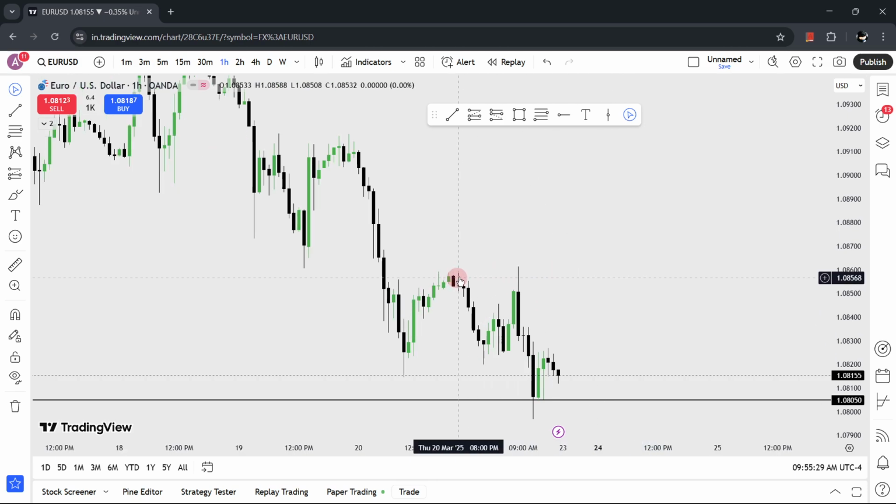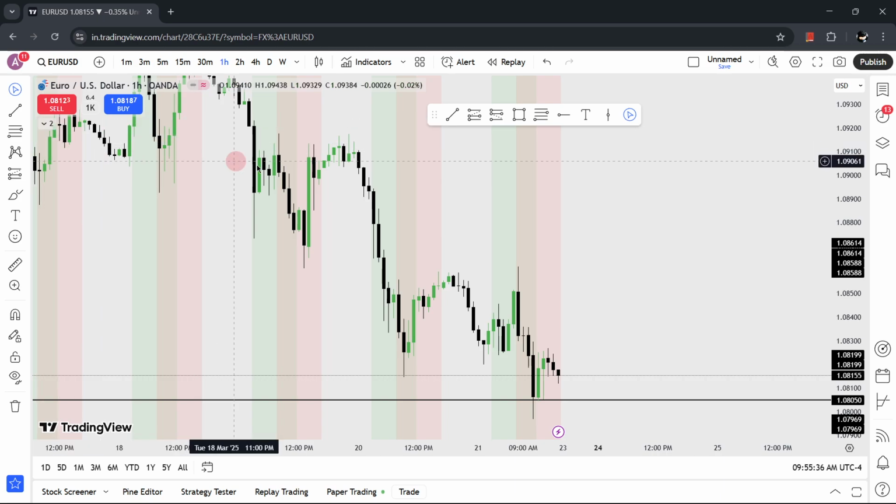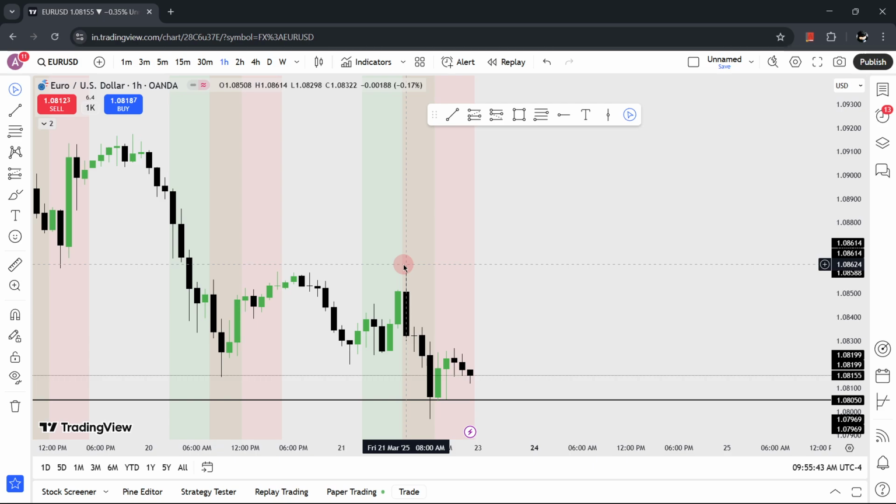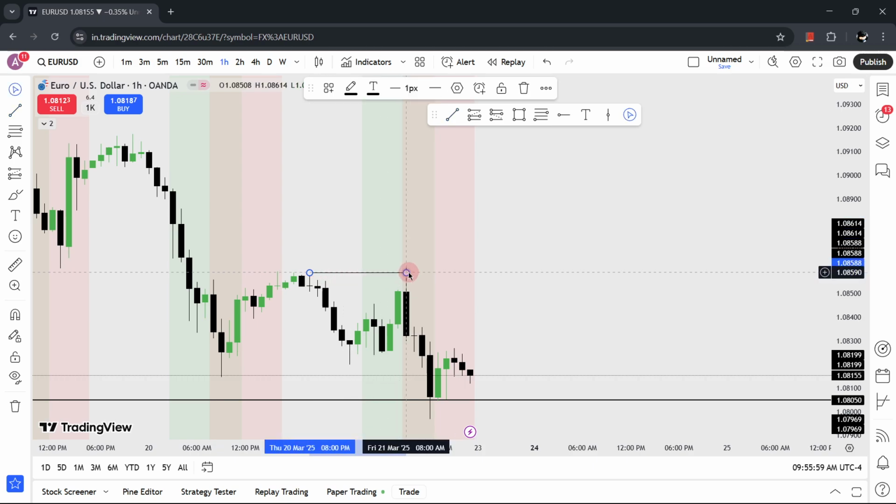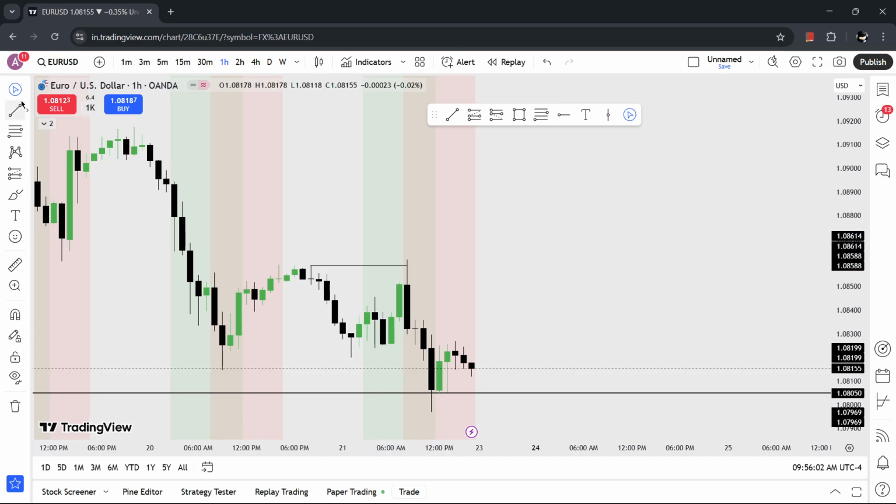This is your Asian session. This green is your London session, this brown is the London and New York open, and this pink is completely New York. This is our Asian high. It took out the Asian high.